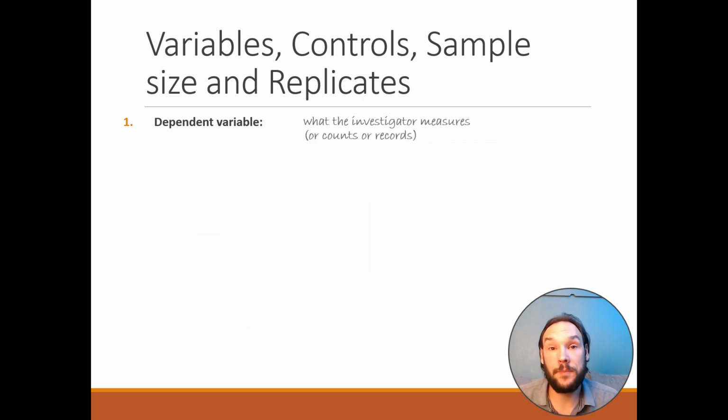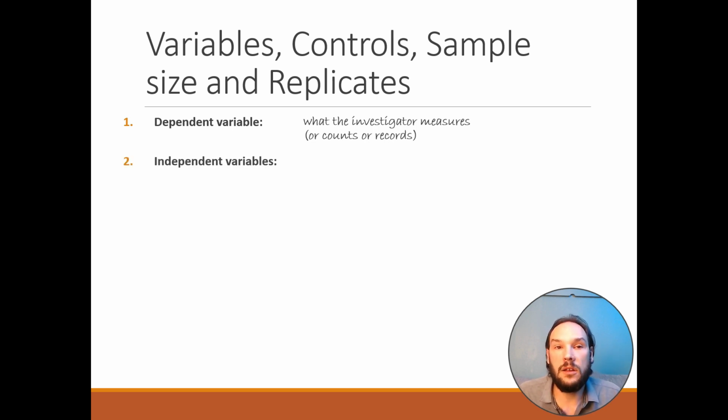Dependent variable. The dependent variable is in essence what the investigator measures or counts or records. It could be light, it could be plant growth, it could be anything that is actually output for an experiment. Most times it's collected in tables and can be calculated.